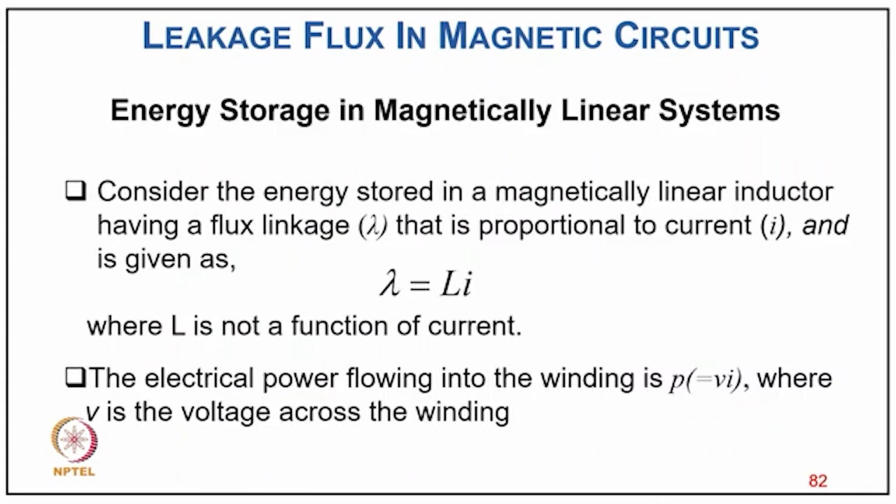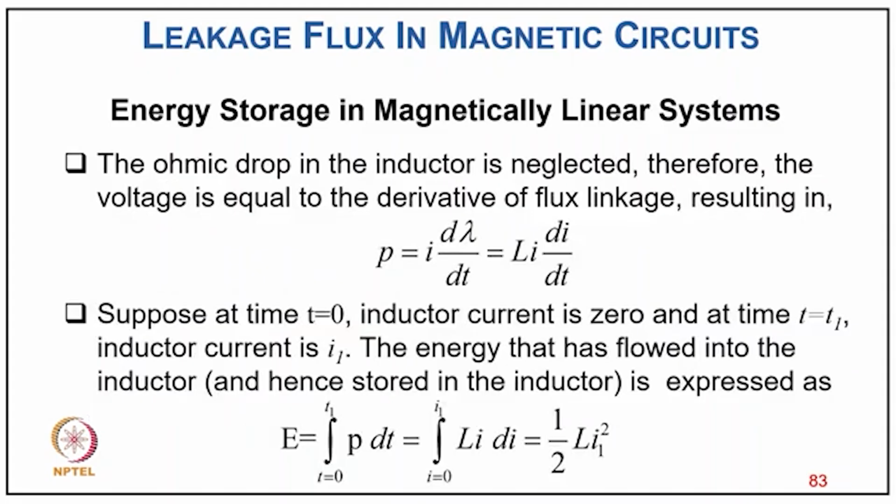So now energy stored in magnetic linear circuit. Considering the energy stored in a linear magnetic inductor having a flux linkage lambda that is proportional to the current and is given lambda equal to Li, where L is the inductance, which we can define in terms of the linear magnetic circuit. The electrical power flowing into the winding is P equal to Vi, where V is the voltage across the winding.